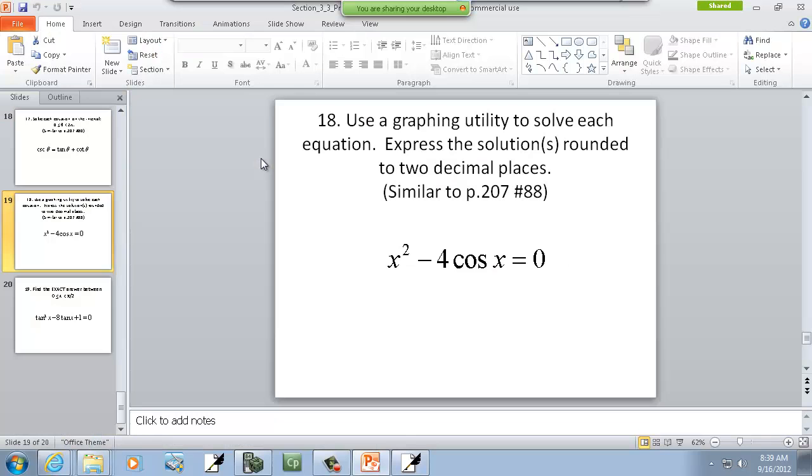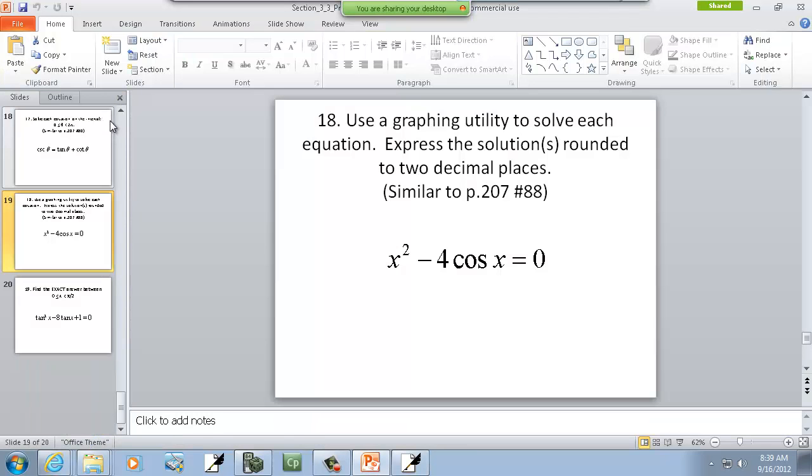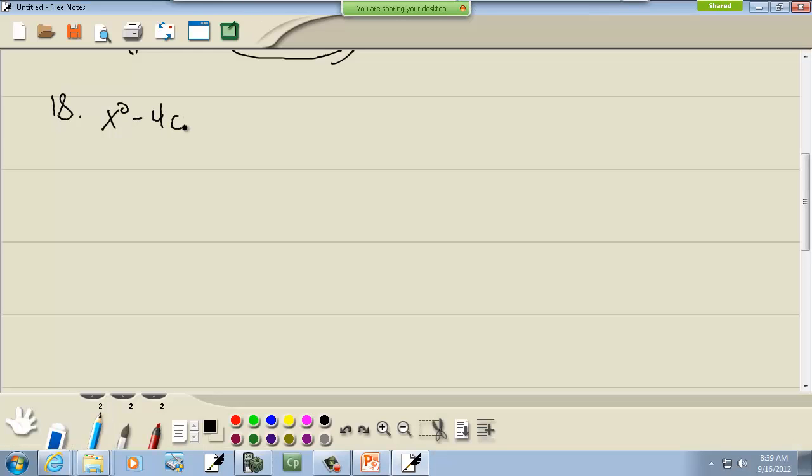Now I have no excuse because I've kind of woken up now. I was still halfway asleep when I started this. Okay, so x squared. Math not only heals, it wakes you up too.